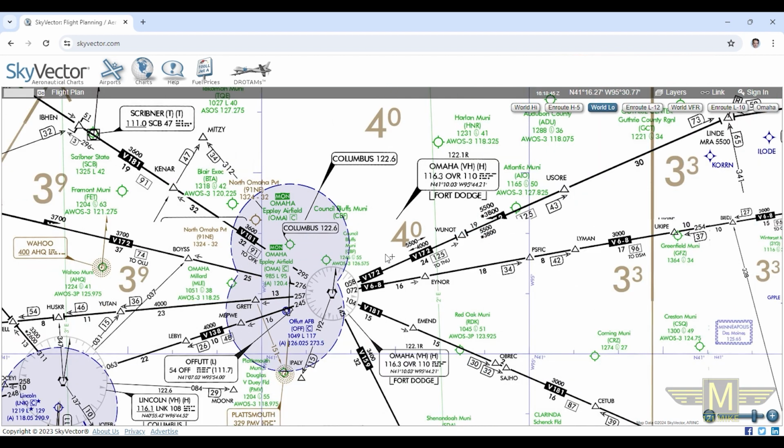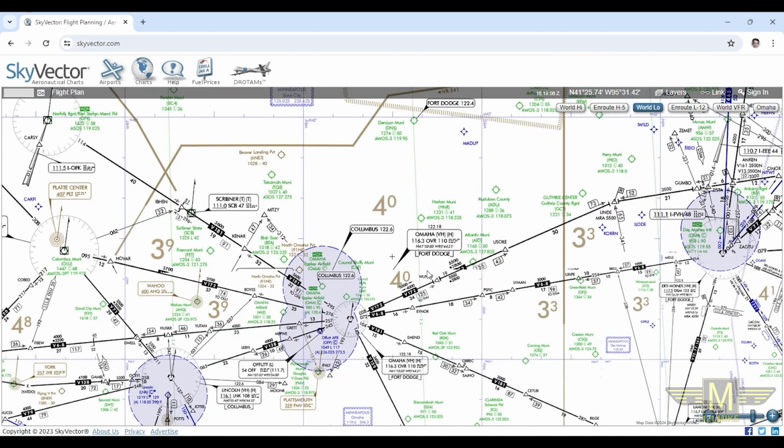If we go back to this chart, you're not going to see any approach control frequencies listed because you're already going to be talking to center en route or approach control if you're staying in the area. And so you don't need to know what they are on the charts because the controllers that are controlling you, well, I'm putting control in air quotes, they're going to tell you what frequencies you need.